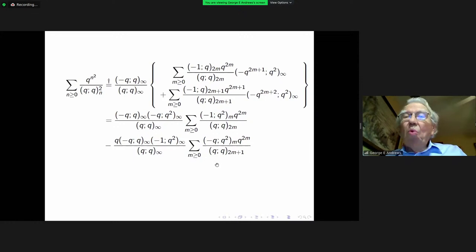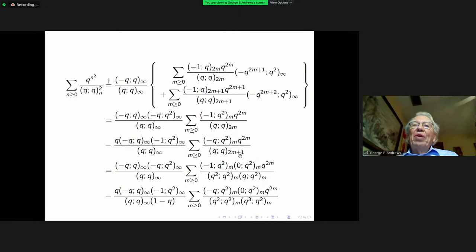And where does this go from here? Well, the reason that I rewrite things in the form that you see down here is because I put a phantom finite product in the numerator of the two series above, and I've split the denominator factors into two parts on modulus q squared.